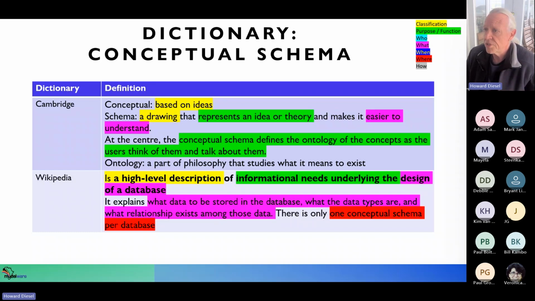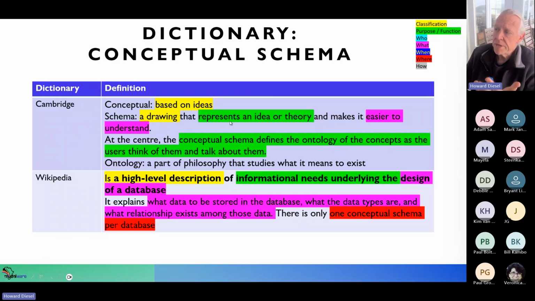So the first one is classification. Here you can see whenever you see ISA, you already know that somebody is giving you a classification or categorization of a conceptual schema. Wikipedia describes it as a high-level description of informational needs underlying the design of a database. So the classification is a high-level description. When I look at Cambridge, it has a very different definition, and that's why I brought it in to start with. It's based on ideas.